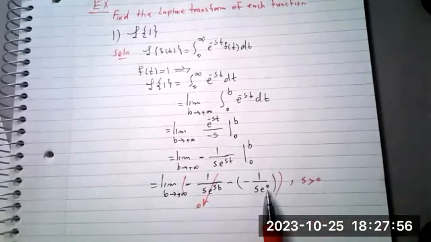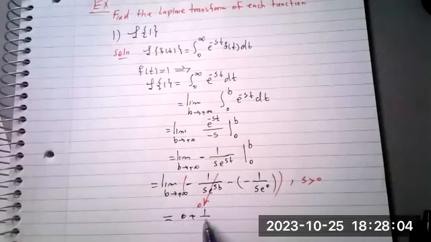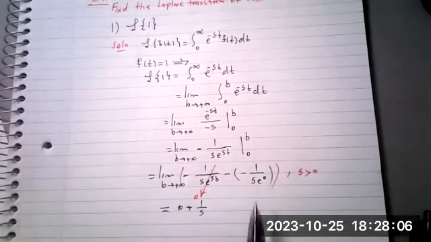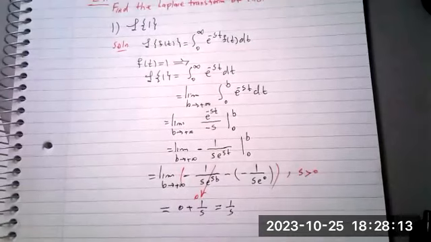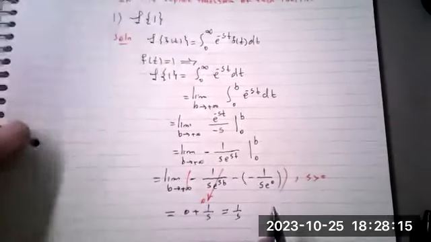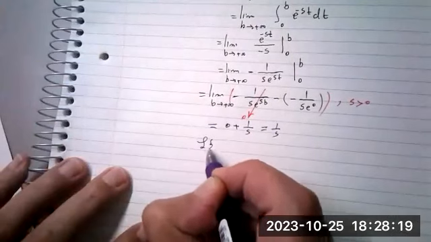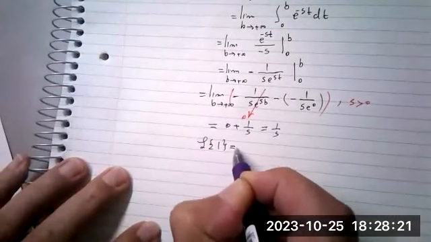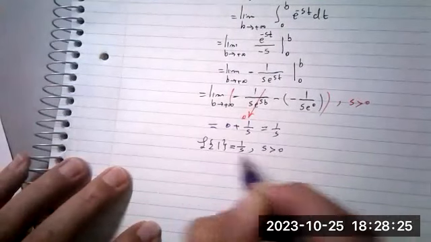And in this case, e to the 0 is 1. So this is going to be equal to what? The first one is going to be 0, plus 1 over s, because e to the 0 is 1. So what's going to be the conclusion? 1 over s. So the conclusion is the Laplace transform of 1 would be simply 1 over s, with the condition that s must be positive.